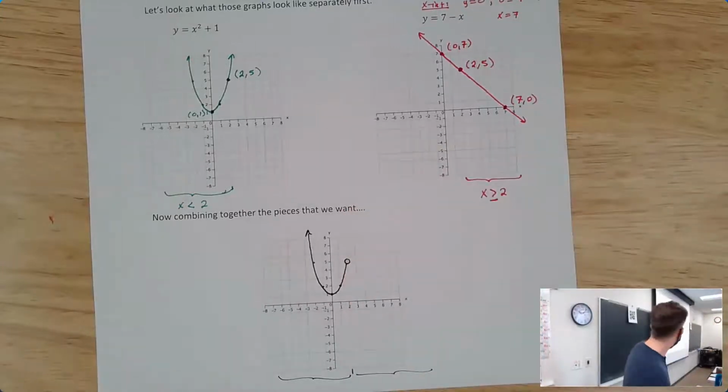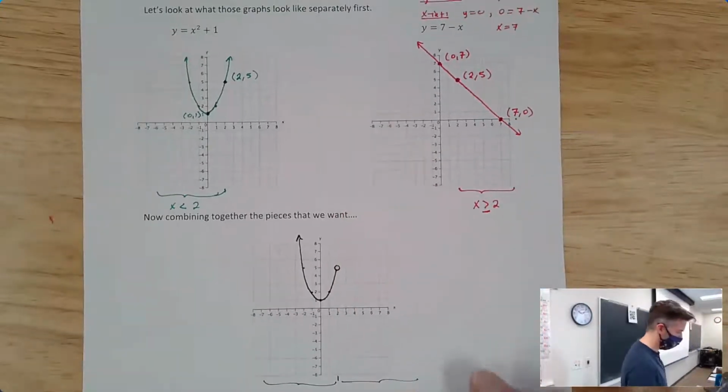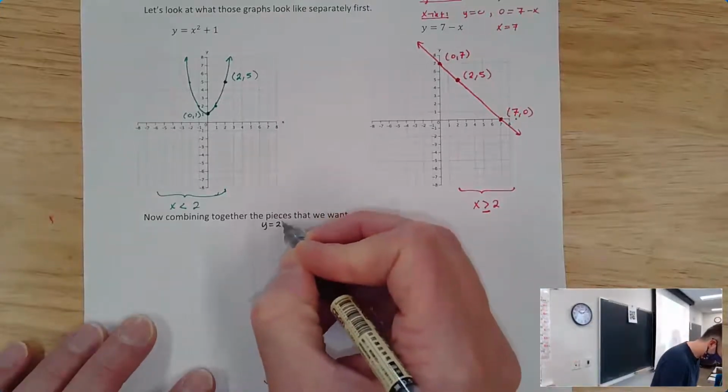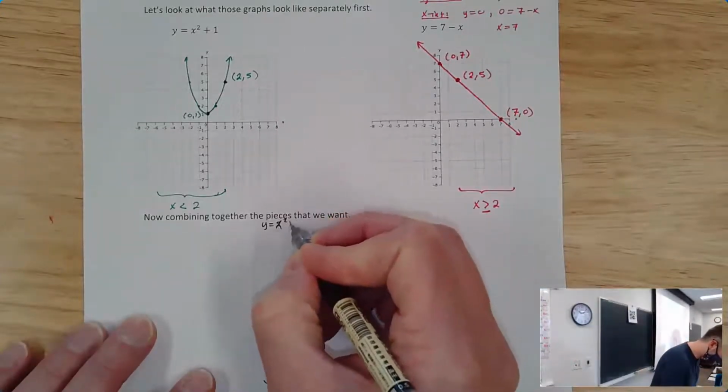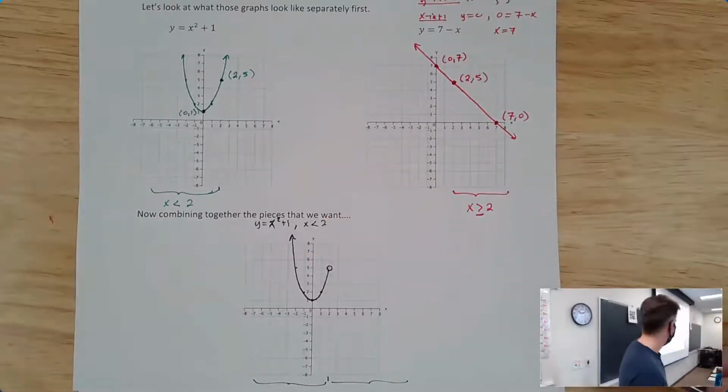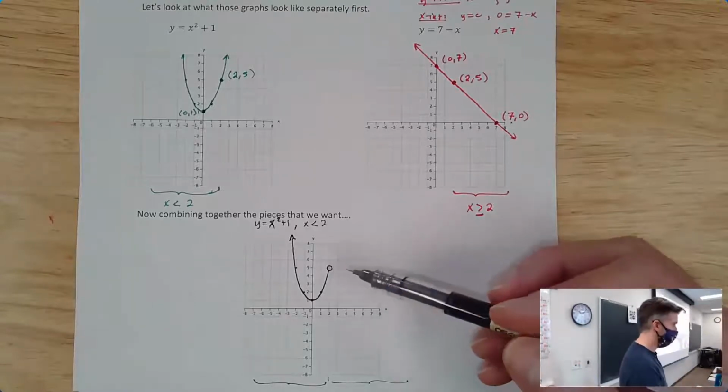So there's the first piece of that graph. It's the graph of y equal to x squared plus 1 when x is less than 2. And we do have a hole there, right?